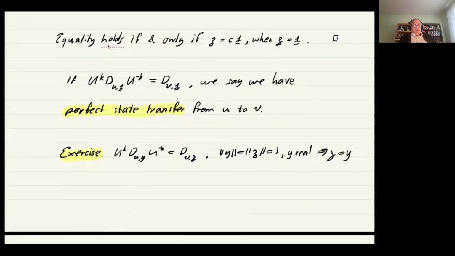In any case, our jargon is that if we get transfer from u,1 to v,1, then we say we have perfect state transfer from vertex u to vertex v.